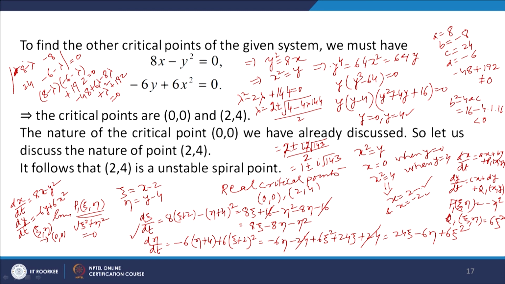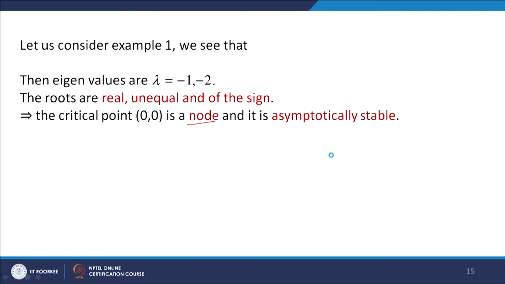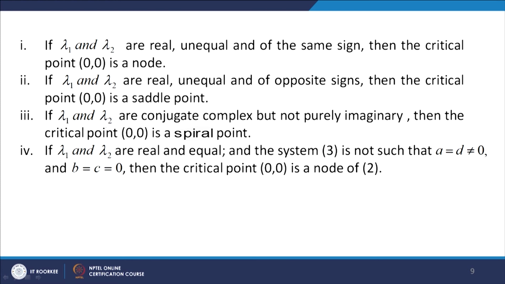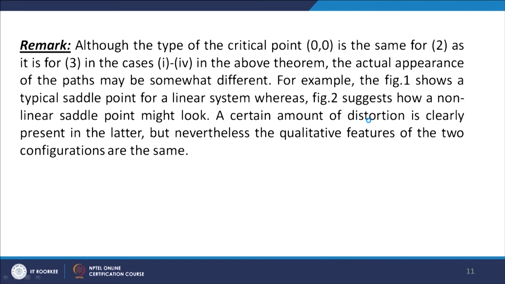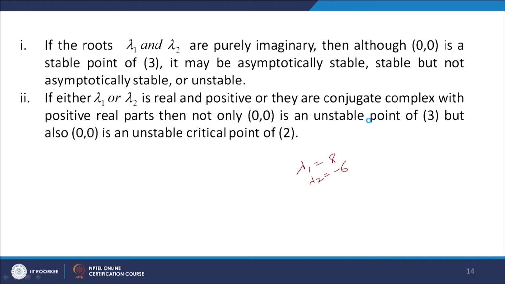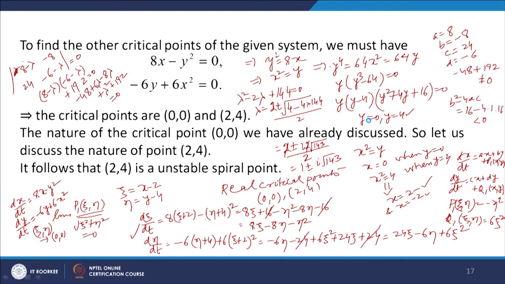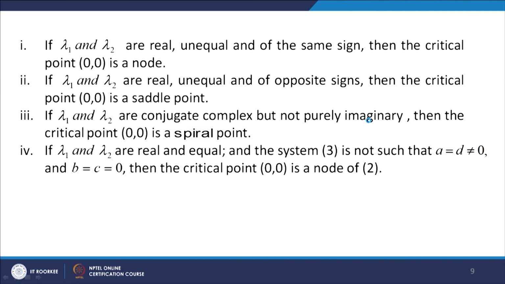In this case, let us go to theorem 1. If lambda 1 and lambda 2 are conjugate complex but not purely imaginary, since alpha is equal to 1, then the critical point 0, 0 is a spiral point. So, 0, 0 in the xi eta plane is a spiral point, and this 0, 0 in the xi eta plane corresponds to 2, 4 in the xy plane.